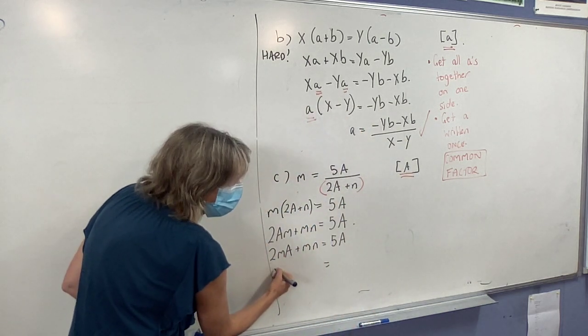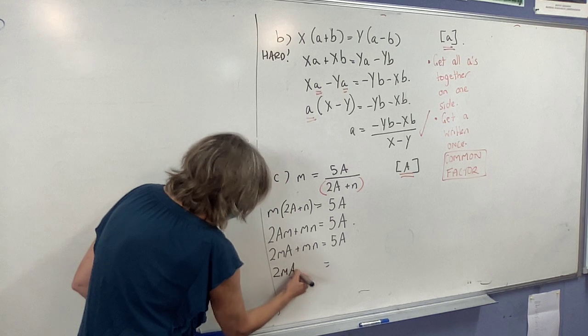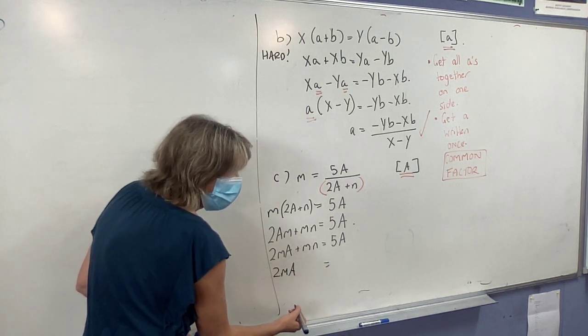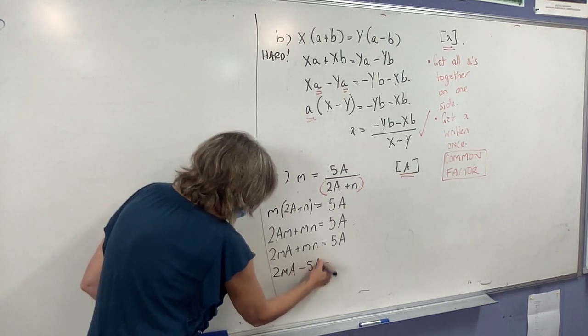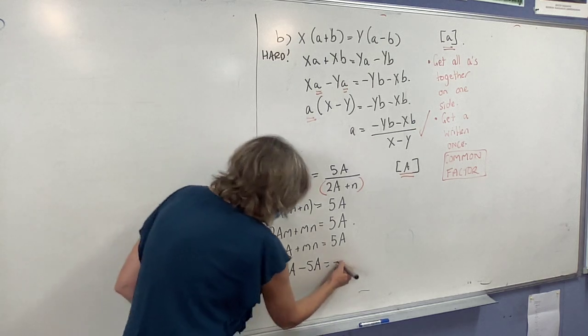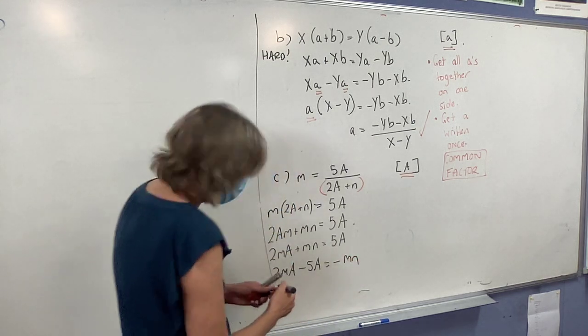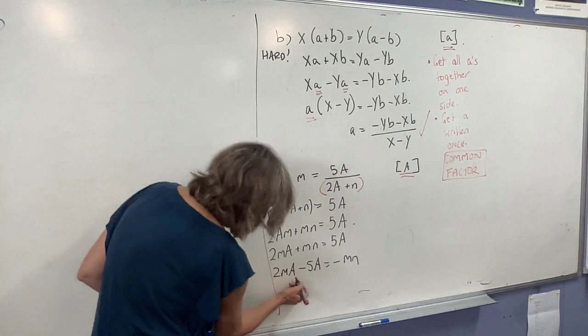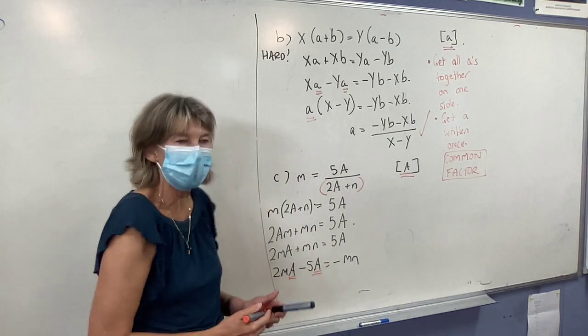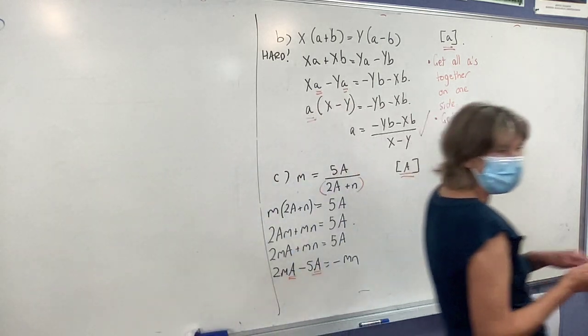Maybe, 2ma minus 5a equals minus mn. Good. That's much better. See, because now you've got your A's together. We need these A terms on the same side. All right, who can tell me now what happens?